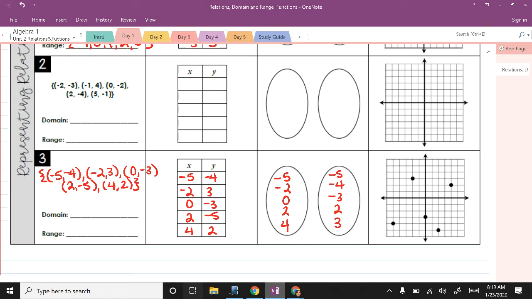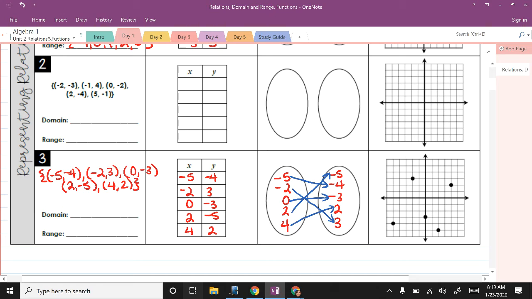All right, y'all help me. I'm going to do my mapping. What is -5 pair to? -4. -5 goes to -4. -2 goes to which one? +3. And then 0 goes to -3. 2 goes to -5. And 4 goes to 2.